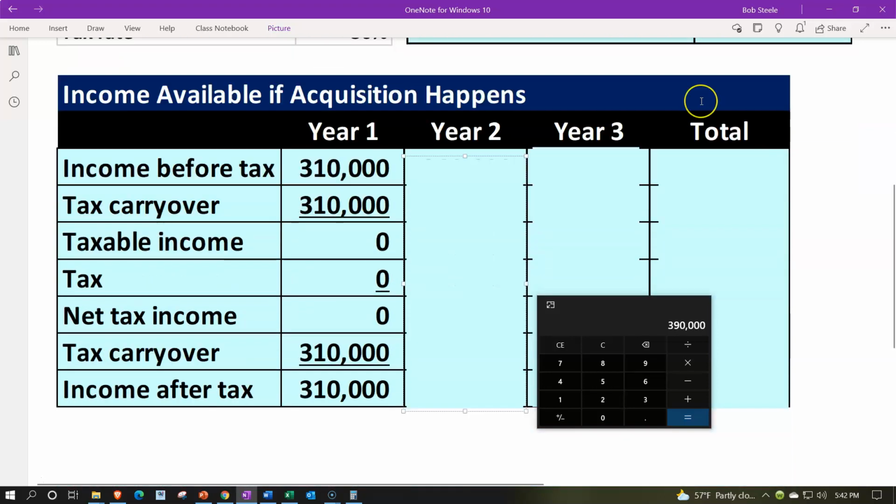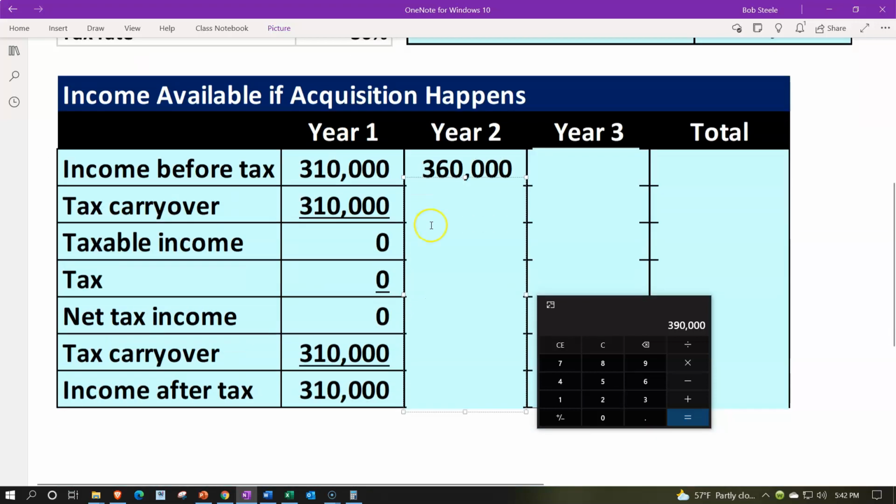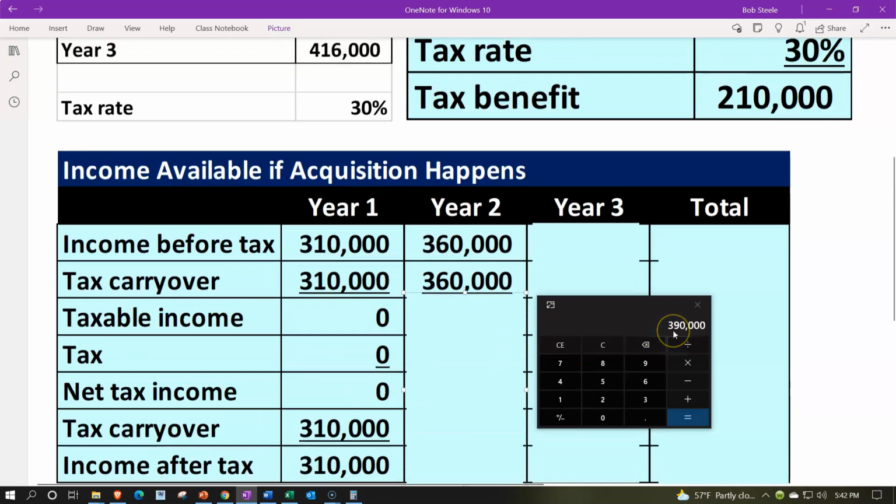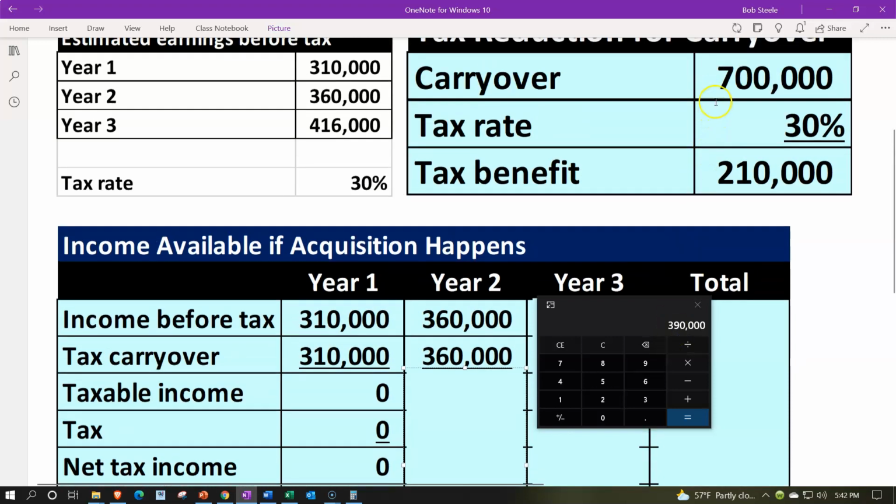Also note, with any of these kind of problems, it's useful to build your table out. You might want to do it in Excel or even by hand, just to practice building your tables and being able to visualize tables in your mind and construct them. So in year two, we got the 360,000. We then have the 360 that we're going to take, because as we saw, we had 390 left of the 700,000 carryover. That amount is more than the income in year two, which is only 360,000. Therefore, we're only going to take the 360,000.